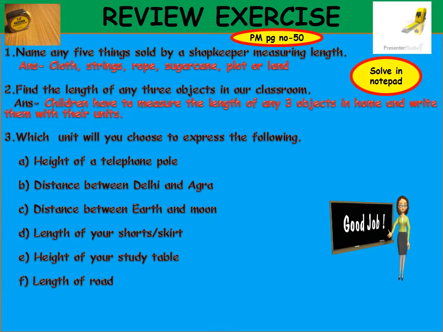Now, based on whatever we have revised just now, let's solve the review worksheet from your maths book. You have to solve it in your notepad. So let's read the question. 1. Name any 5 things sold by a shopkeeper by measuring length. So, cloth, strings, rope, sugarcane, plot or land.